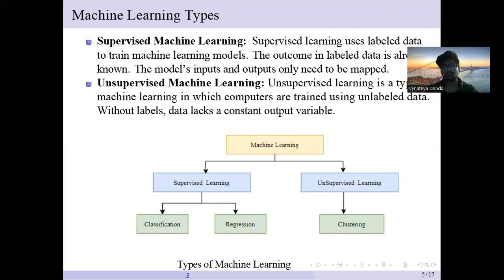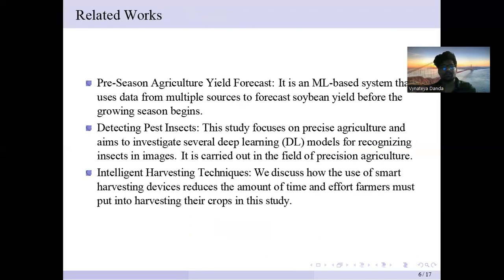So this is all about the types of machine learning which we are using. And coming to the related works, what we have taken as a reference for our project, for our paper, the first one is the pre-season agriculture yield forecast. As we are working on crop yield prediction, we have taken this as a reference.